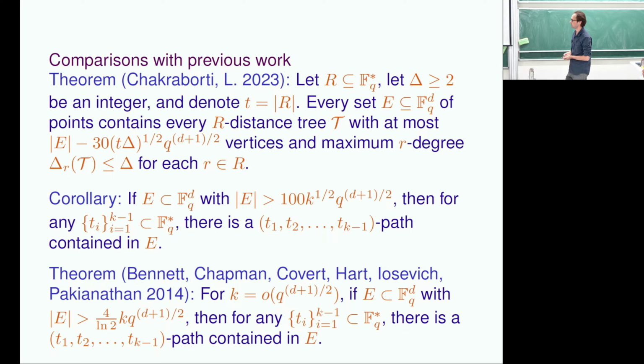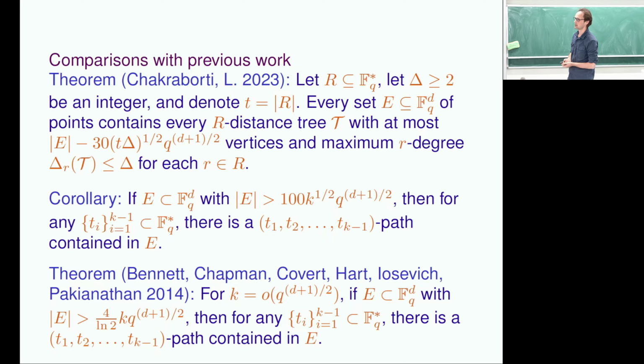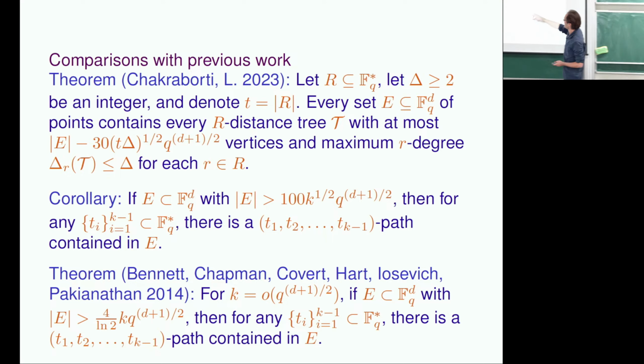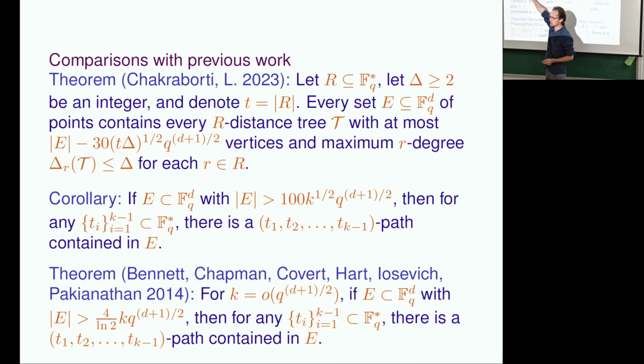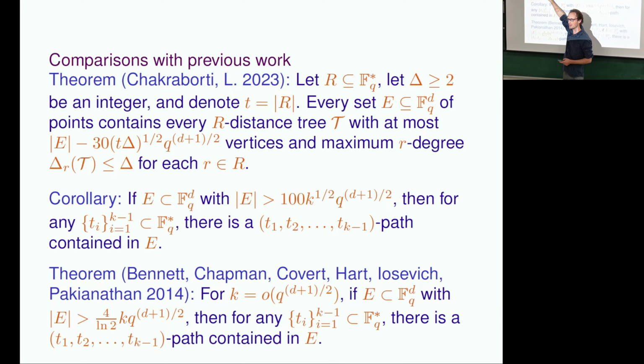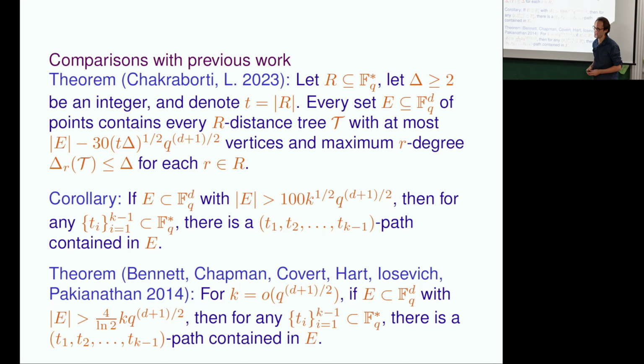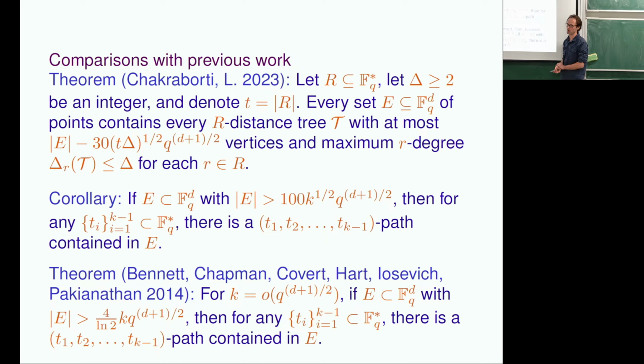Wait, in your theorem there's no k, right? That's right. There's no k. So in our theorem we're replacing t, where t is the number of different distances that are used, with the length of the path. So if you have a path of length k, then you use at most k different distances. So that's where the k came from.